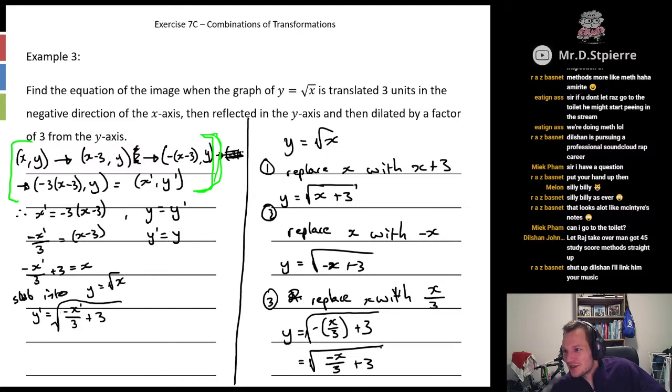Raj, 45 study scoring methods. Yeah, one of you had to do well.